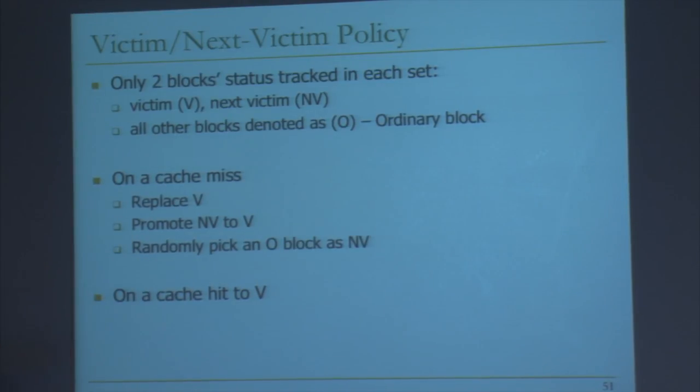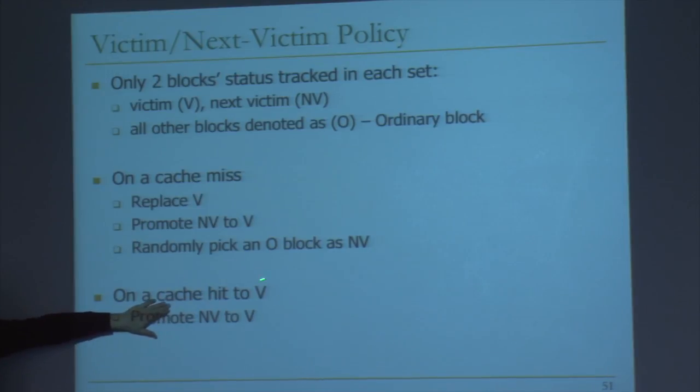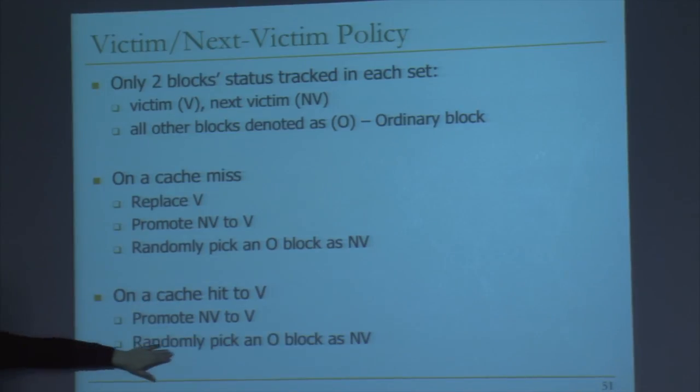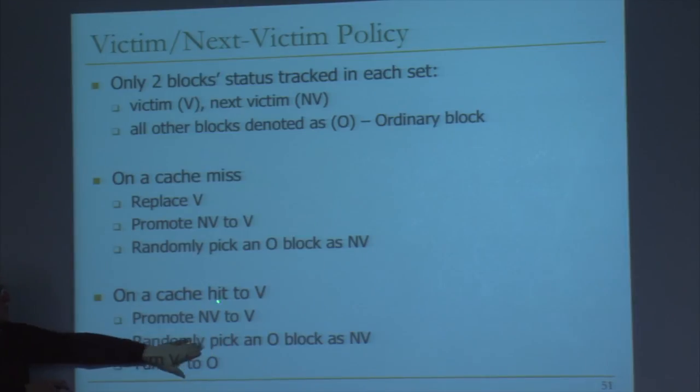Poor guy, right? On a cache hit to victim, you promote next victim to victim, because maybe you were about to make the wrong decision, but you didn't make it because it got a hit. And you randomly pick an ordinary block as next victim and turn the victim into an ordinary block. So you just save this block. Of course, this is assuming an access pattern, again, LRU in the back of our heads. Because maybe you're hitting the victim and you're never going to reference it again, right?